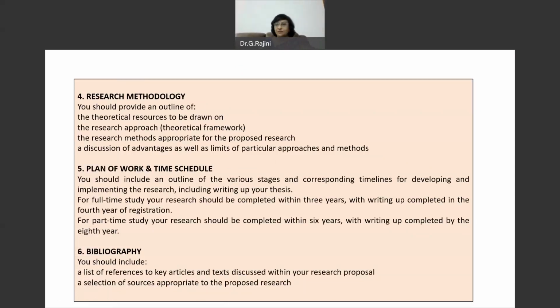Then a plan of work and time schedule is very important. You should give an outline of various stages and corresponding timelines for developing and implementing the project work. Supposing it is to be completed within 3 years, if it is an academic work like writing a thesis, with writing up completed in the 4th year of registration. If part time, you should complete your research within 6 years, with writing up completed by the 8th year. The last one is the bibliography, where you talk about the references or key articles that were the sources for your proposal. The selection of sources should be appropriate to your proposed research.